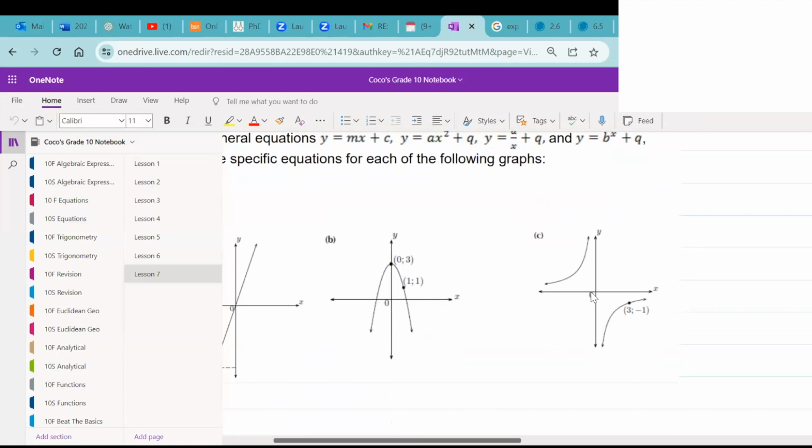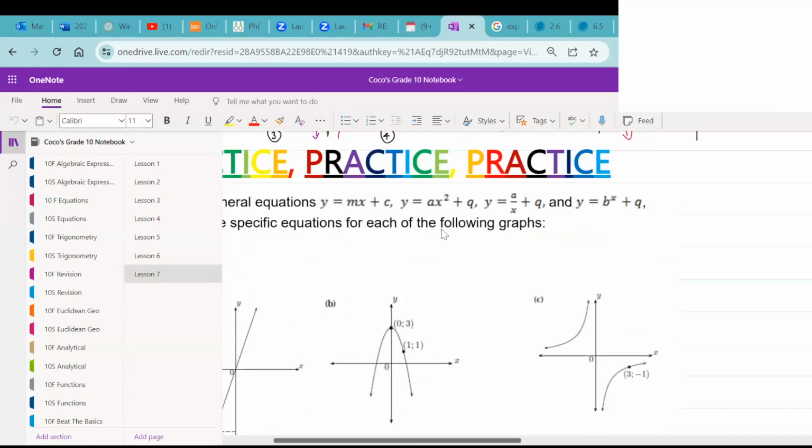Let's look at the shape of the graph. Yes, the frown face, a concave down. So it tells us that A will be less than 0. So if you get A equal to 2 or 3, this means that we must have done something wrong.